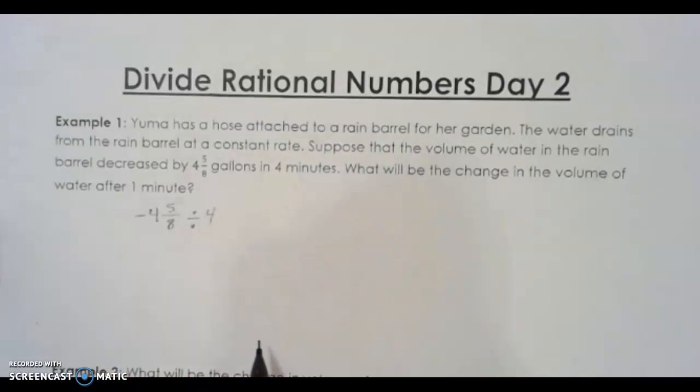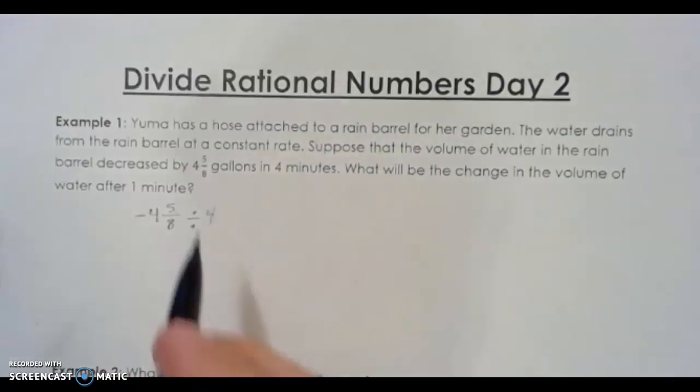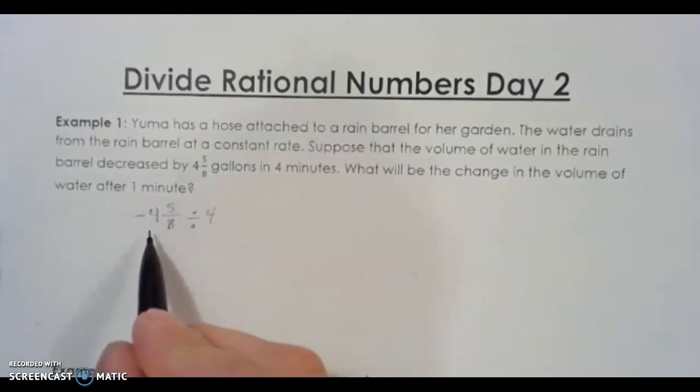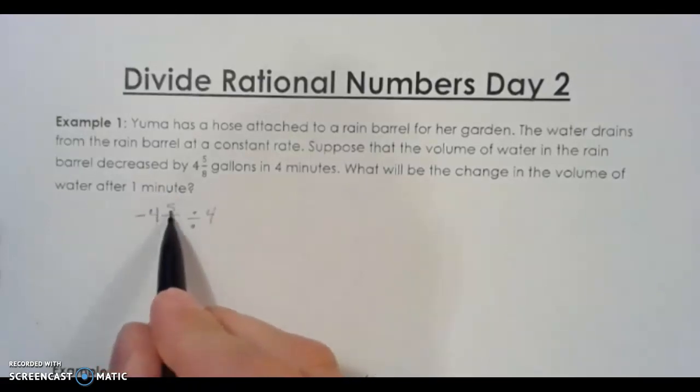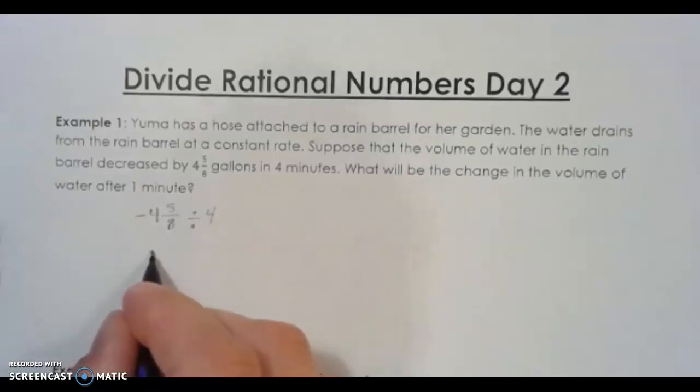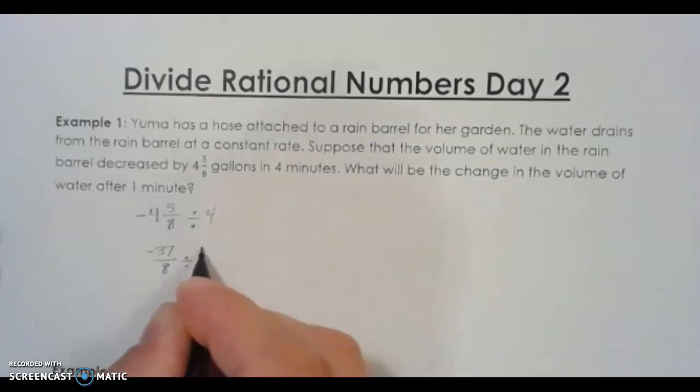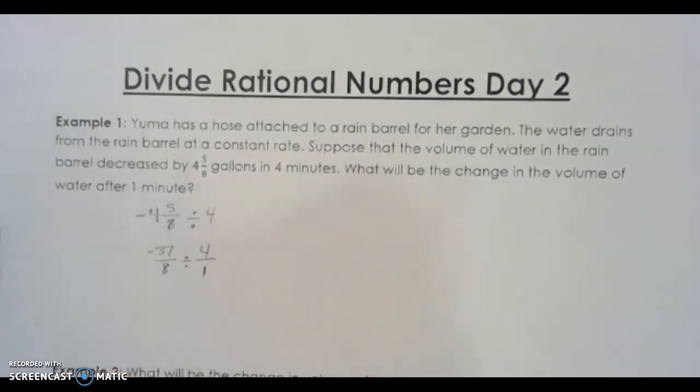In order to do this division, I'm going to first rewrite my mixed number as a fraction. 8 times 4 is 32. 32 plus 5 is 37. So this is going to be negative 37 eighths divided by 4 over 1.